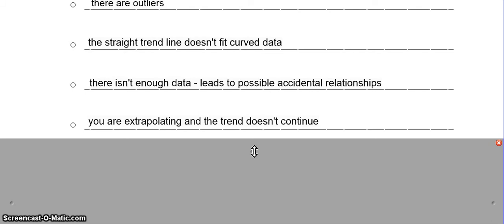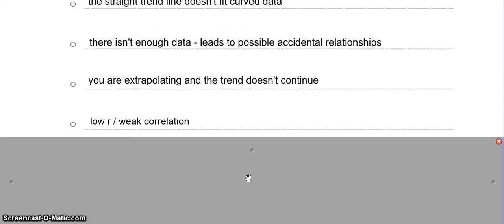If you are extrapolating, you are assuming that the trend is going to continue. Sometimes the trend does not continue at a certain point. So if you are extrapolating, you have to be careful and really think about what the trend will do after the data points have been plotted.